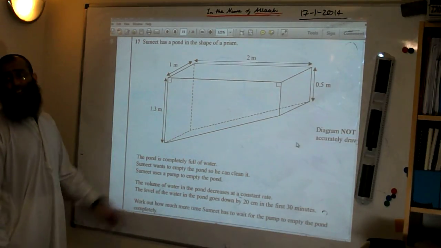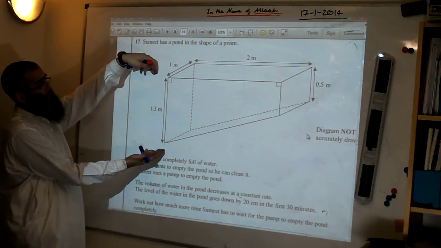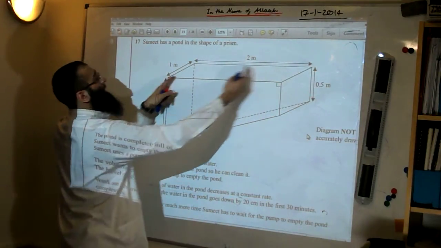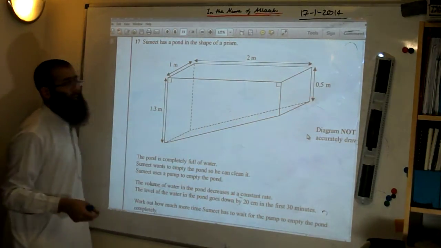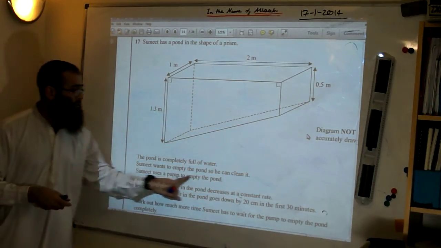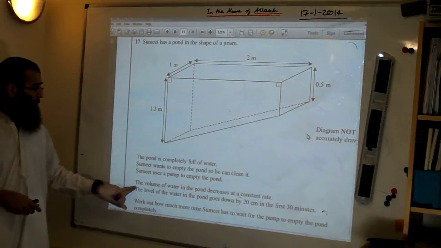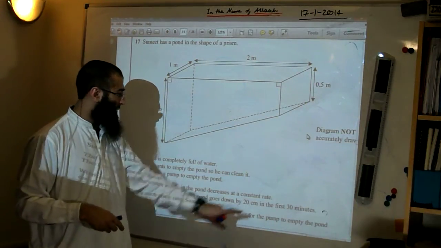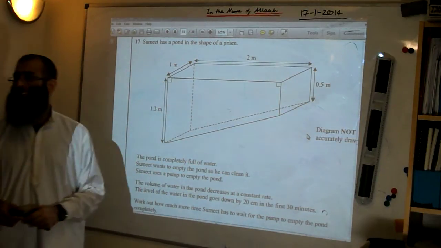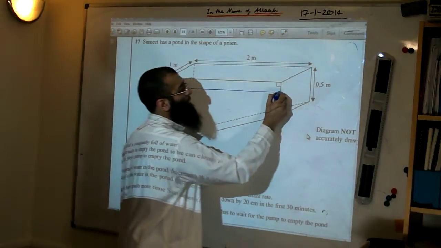So, a pond in the shape of a prism, question number 17. We have the height of 1.3 meters, half a meter at the shorter end, 2 meters long, 1 meter wide. The pond is completely full of water, so Meet wants to empty the pond so he can clean it. Meet uses the pump to empty the pond. The volume of water in the pond decreases at a constant rate. The level of the water goes down by 20 centimeters in the first 30 minutes. That's very important. So let's work that out first.